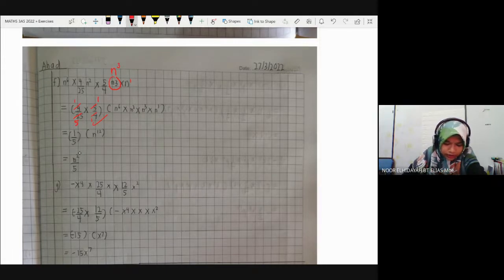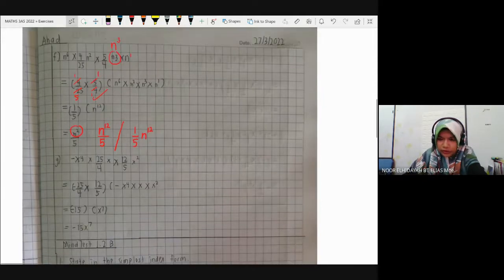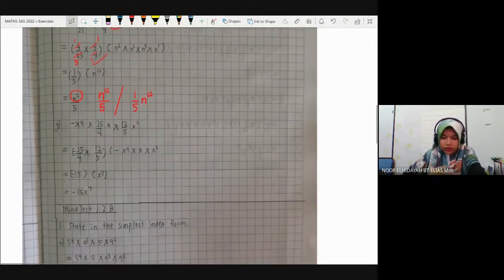The answer is n. Betul ke n? Ni? Okay, n to the power of 12 over 5. Ataupun mungkin juga ada yang jawab 1 over 5 n to the power of 12. This one also correct. Cuba cek, ada soalan yang lain cara awak tulis berbeza lagi? Kalau ada masalah bagi tahu, awak nak tanya boleh tanya. Okay, the next one. Question G.